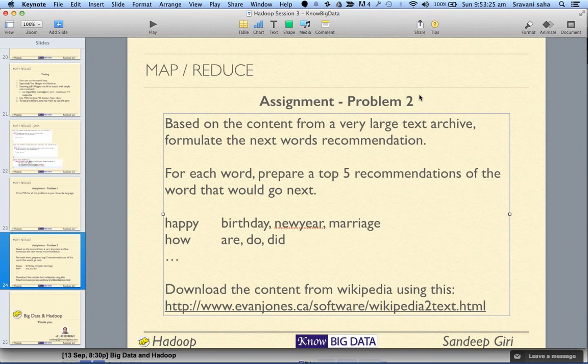Now, if you are given the Wikipedia text, how will you build such recommendations? You are given whole Wikipedia, which is a few GBs. The Wikipedia's text is a few GBs. If you are given a whole Wikipedia text, how would you form these recommendations? That is the assignment. All right.